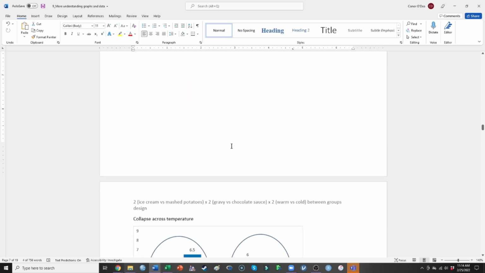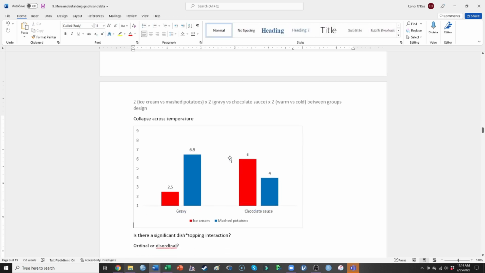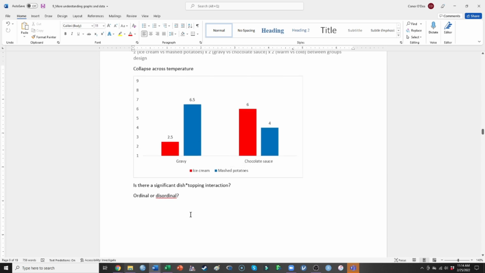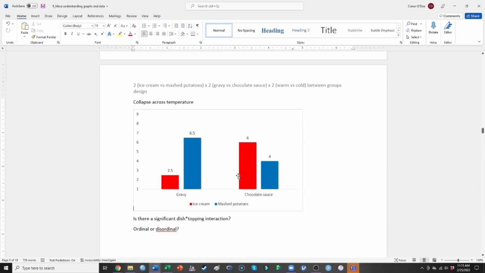So when I do that, I get a graph that looks like this. And what I want you to do, I'm going to delete these circles for just a second. So this is my new graph once I've collapsed across temperature. And you'll see that since I collapsed across temperature, I don't care about whether they're dotted or solid lines. All I care about is ice cream versus mashed potatoes and gravy versus chocolate sauce. Now, when you think about an interaction, what I'm asking you is, does the effect of dish depend on whether participants had gravy on that dish or chocolate sauce on that dish, and vice versa?